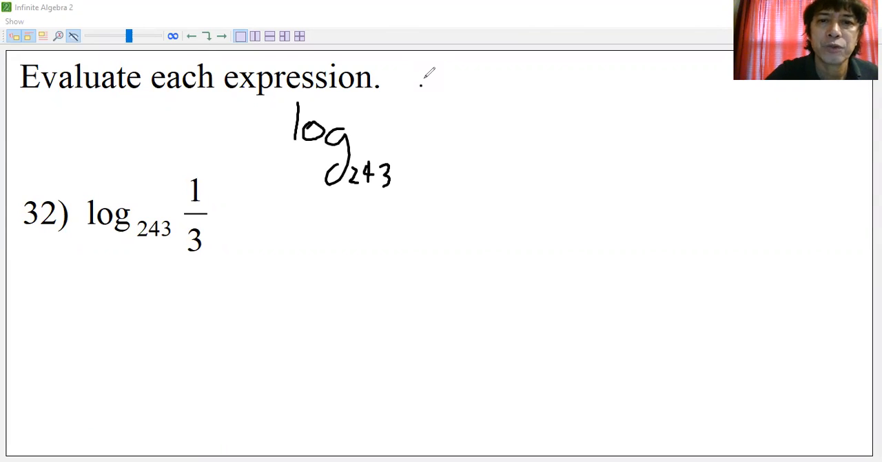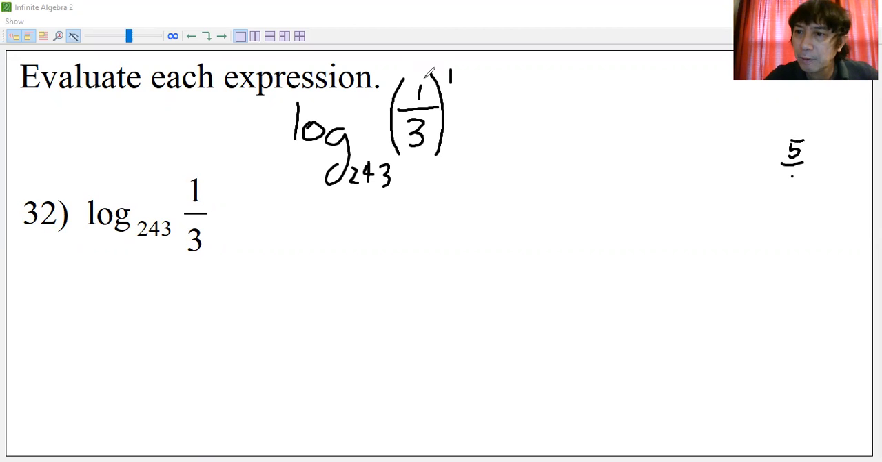And so this is 1/3. And we can raise this to the power 1, okay? And 1 is equivalent to 5 over 5. We can express 1 as a number divided by a number, okay? 5 over 5 is 1, there.